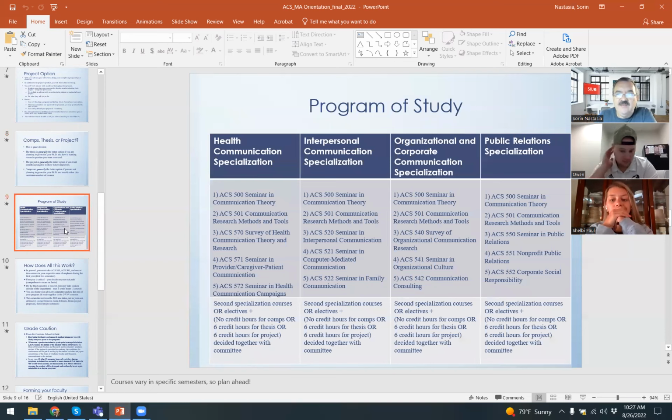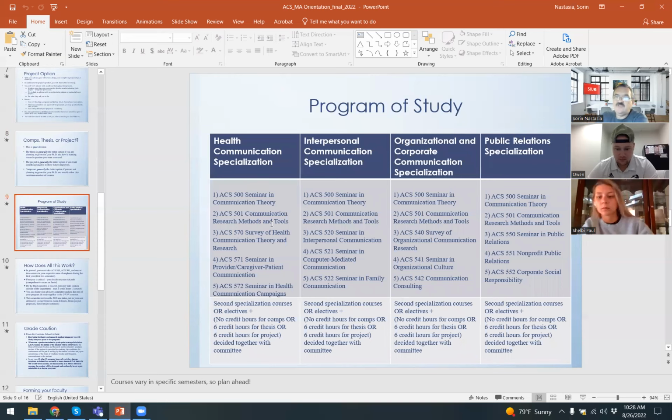Okay, this is kind of the handout. I will share with all of you the PowerPoint presentation, but this is the handout that we always give to all our graduate students, summing up what I was talking about. As you can see, in all 4 specializations, the first 2 courses are ACS 500 and ACS 501. 500 is taken in the fall, 501 in the spring.